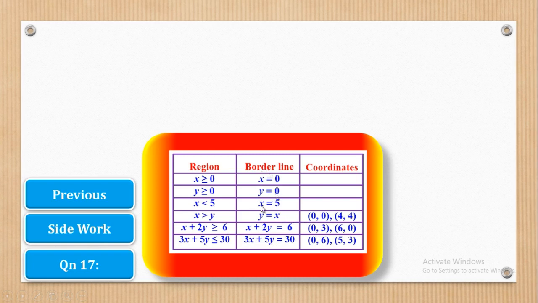Now for these ones it is okay, but for these we have to get 2 points, because a straight line is drawn by joining any 2 points. Now for y equal to x, we have these points 0, 0 and 4, 4. Then x plus 2y equal to 6 shall use these points 0, 3 and 6, 0. The line 3x plus 5y equal to 30 shall use points 0, 6 and 5, 3.